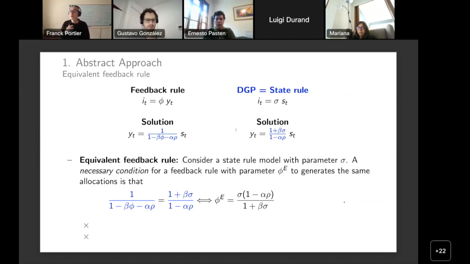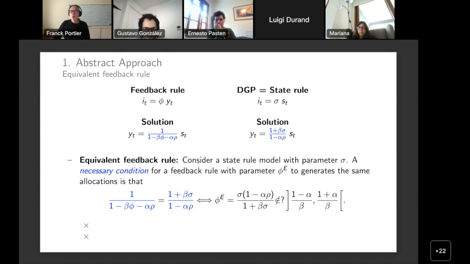Because you remember, when I do a feedback rule, I don't always have determinacy. It depends on the value of phi. So the question is, does this phi e belong to the proper interval so that I have determinacy? Meaning it has to be outside this interval. But you see that this interval depends only on alpha and beta, which are given. So you see that I can always change my sigma such that I'm not in that interval.